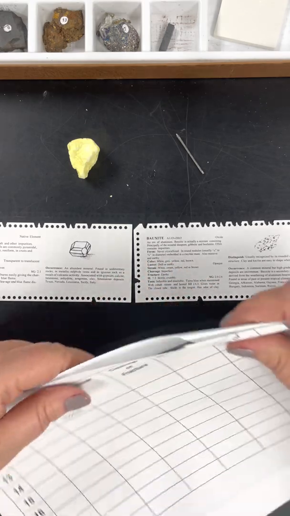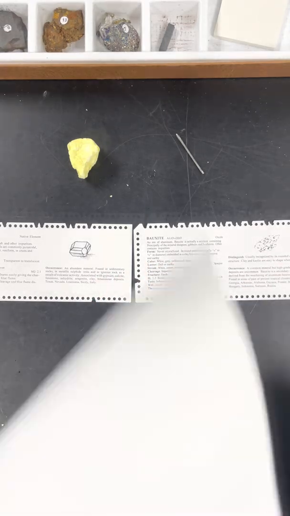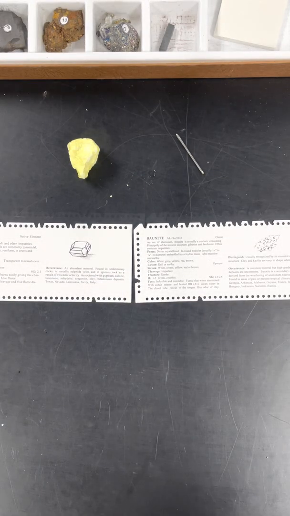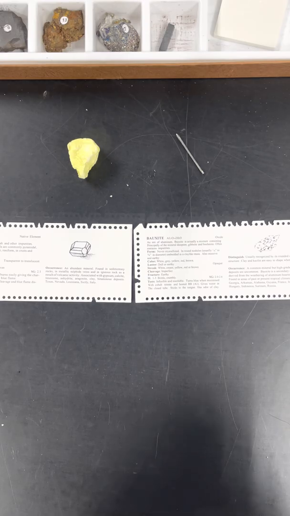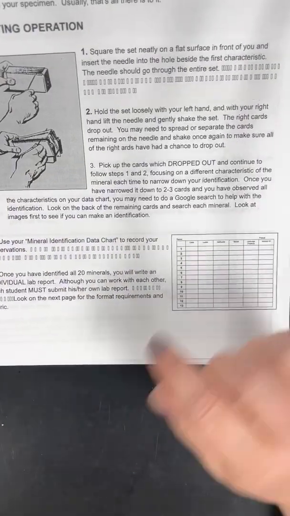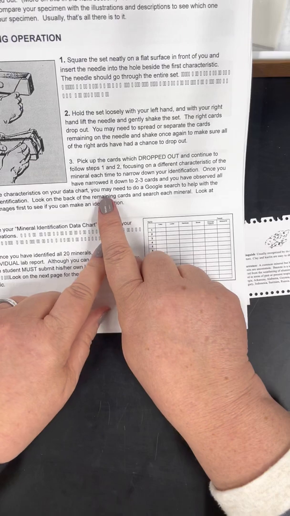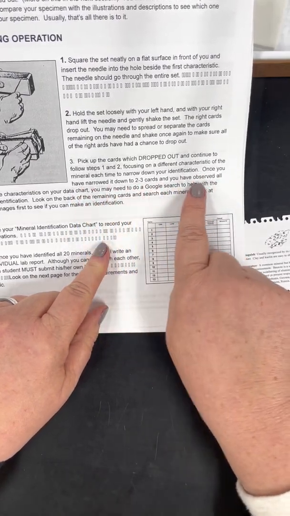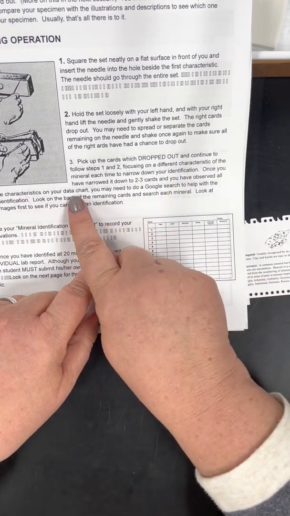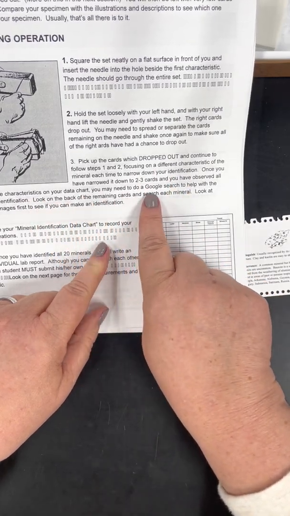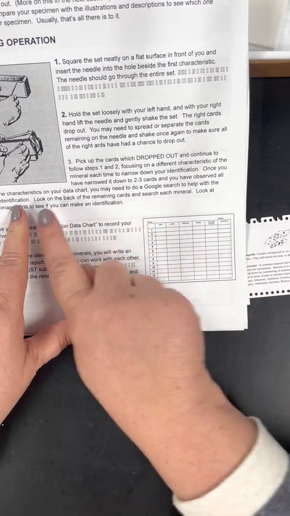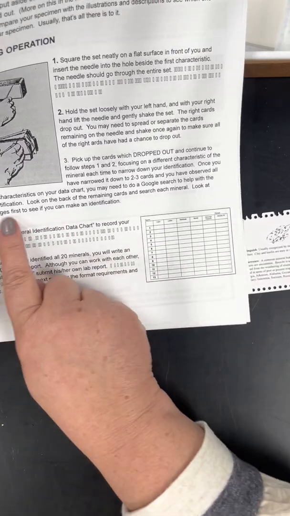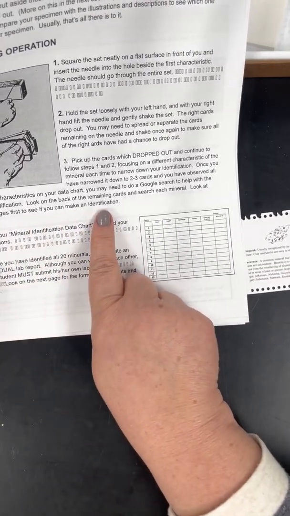This is where, in your instructions, I tell you guys, let me get to that page. In your instructions, oh nice, okay. Yep, it says, once you have narrowed it down to 2 or 3 cards, you've observed all the characteristics on your data chart, you may need to do a Google search to help you with the identification. So look on the back of the remaining cards and then search each mineral. Look at the images first to see if you can make an identification.